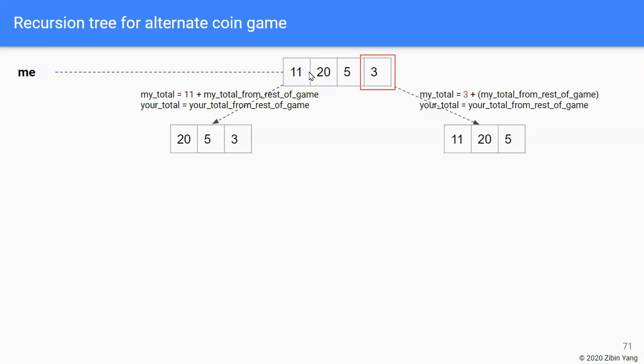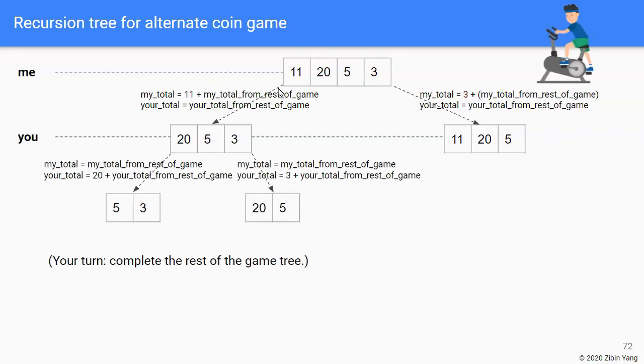Okay. So, another choice for me at this turn would be, I pick the last coin, which is 3. So my total, if I pick 3, would be 3 plus whatever coins that I get from the rest of the game. And your total is, again, what you get from the rest of the game. And obviously, if I pick 3, then the remaining coins are 11, 20, and 5. And if I pick 11, then the remaining coins are 25 and 3. Now, let's go down on the left branch of this tree.